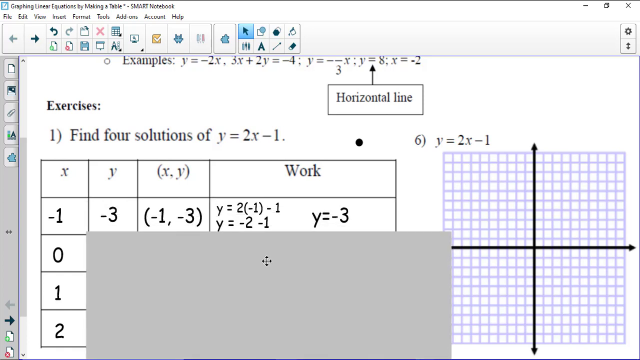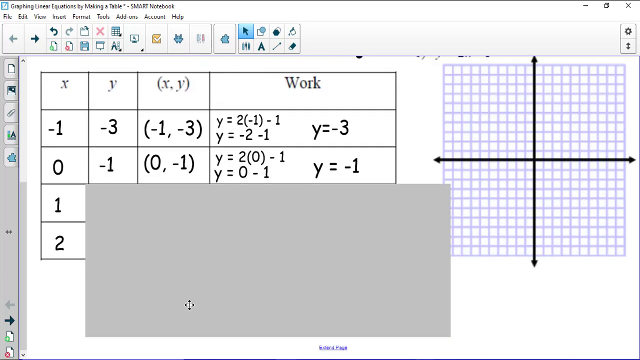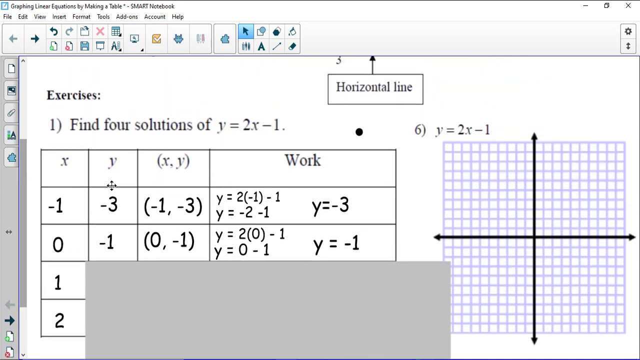So to figure out what y is, I showed my work all the way off to the right here. So I replace x with negative 1. 2 times negative 1 is negative 2, and negative 2 minus 1 gets us negative 3. So the ordered pair is negative 1, negative 3. Replace x with 0. So I'm going to do 2 times 0 minus 1. That's 0 minus 1, which is negative 1. So the ordered pair is 0, negative 1.